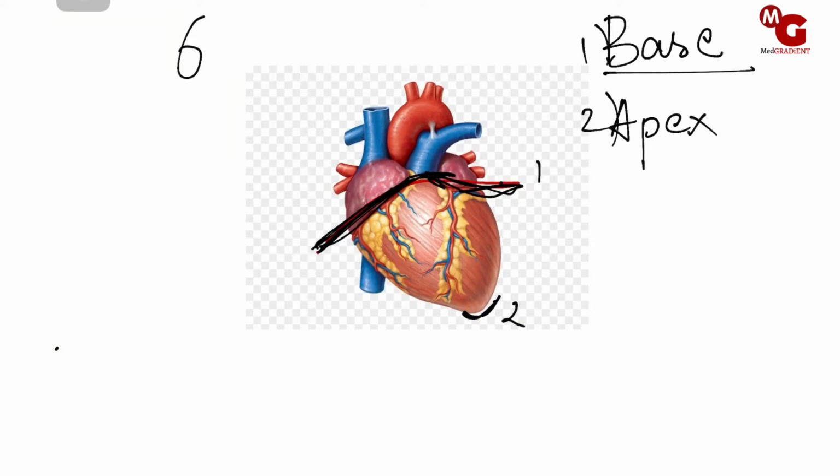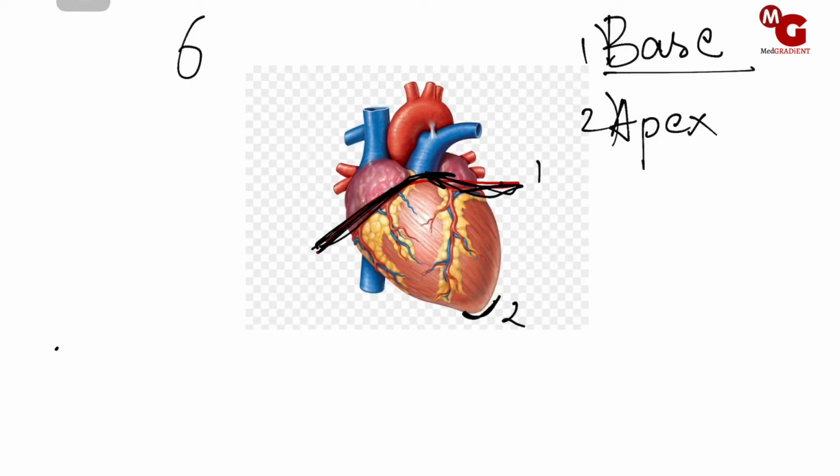This is our apex and this is our base, right? So the apex is the pointed part of the heart, which is inferior to the base, of course, in the image. Now what is the third structure?